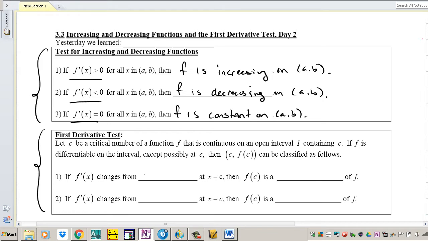The next part comes from your first derivative test, so that's if the derivative changes from positive to negative. It doesn't matter which one you did first. This one is a relative maximum. If the derivative goes from negative to positive, then this one is a relative minimum.